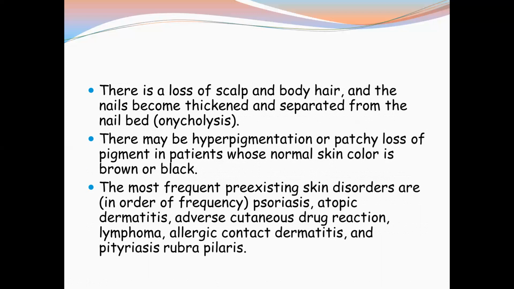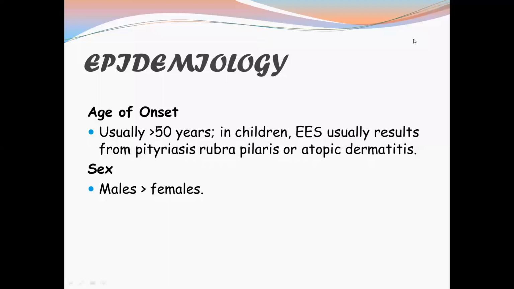The most frequent pre-existing skin disorders are, in order of frequency, psoriasis, atopic dermatitis, adverse cutaneous drug reactions, lymphoma, allergic contact dermatitis, and pityriasis rubra pilaris. Age of onset is usually greater than 50 years. In children, EES usually results from pityriasis rubra pilaris or atopic dermatitis. And sex: males are affected more than females.